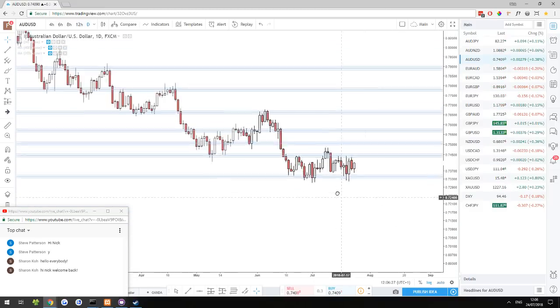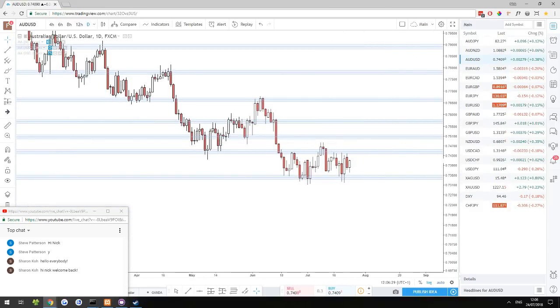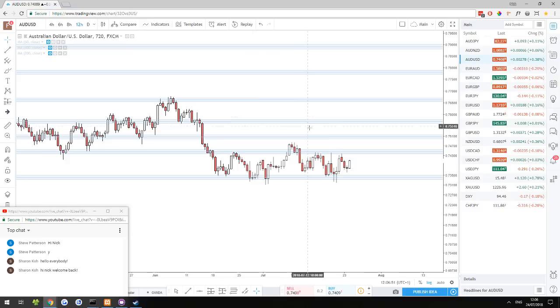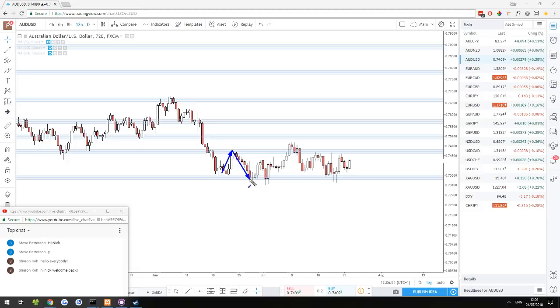AUDUSD is another ranging pair. This one's ranging down at the bottom here. It's formed a range between these two areas, so the upper area in this range is the 74.50-ish, and the lower area is the 73.50. So it's a 100 pip range between 73.50 and 74.50, and it's been trapped there for quite some time. I'm sure if we drop down to a lower time frame, you'll see, yeah, there we go, a lot clearer bounces. This is a well-established range at this point.